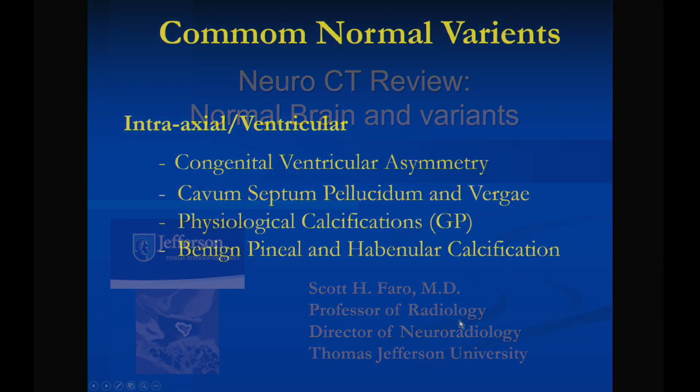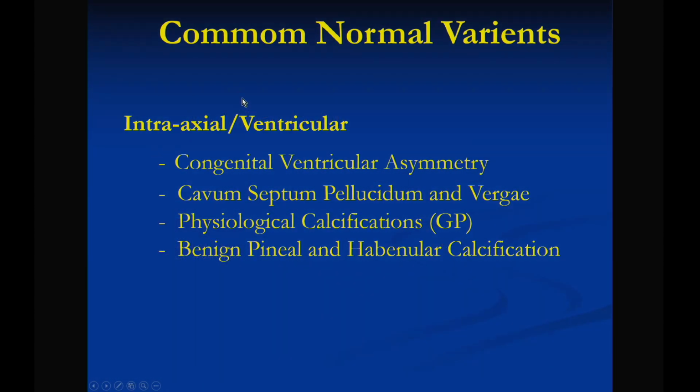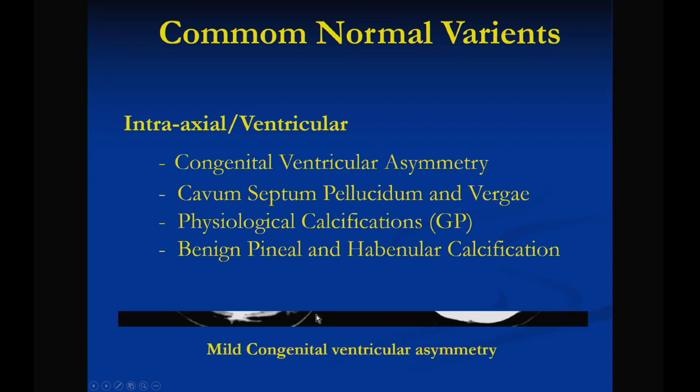Let's review some of the common normal variants. We're going to look at intra-axial examples and ventricular examples. We have to go through a series of different processes. We're going to talk briefly about congenital ventricular asymmetry, cavum septum pellucidum and Vergae, physiologic calcifications, and benign pineal and habenular calcifications. Again, these are normal variants, normal calcifications that we see.